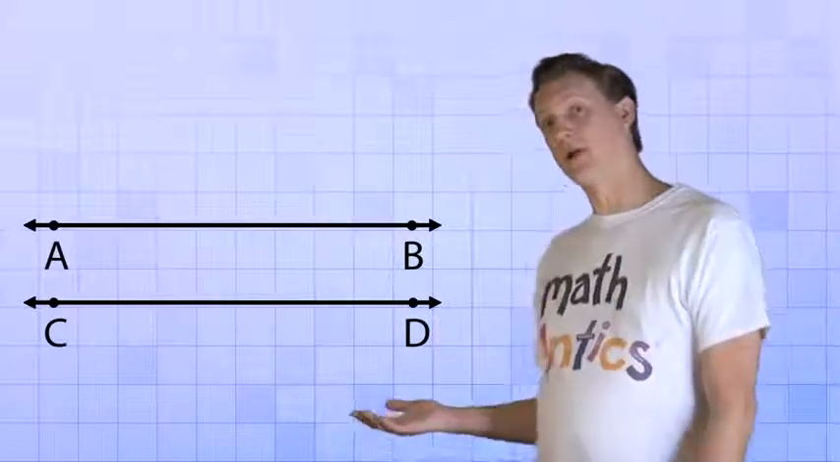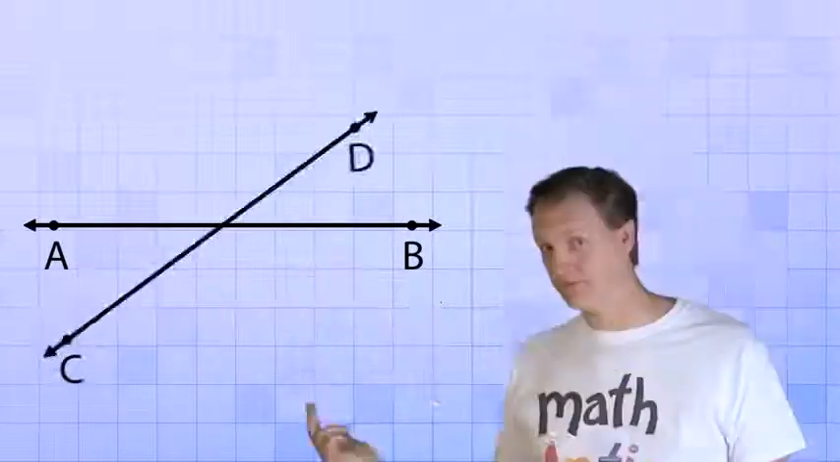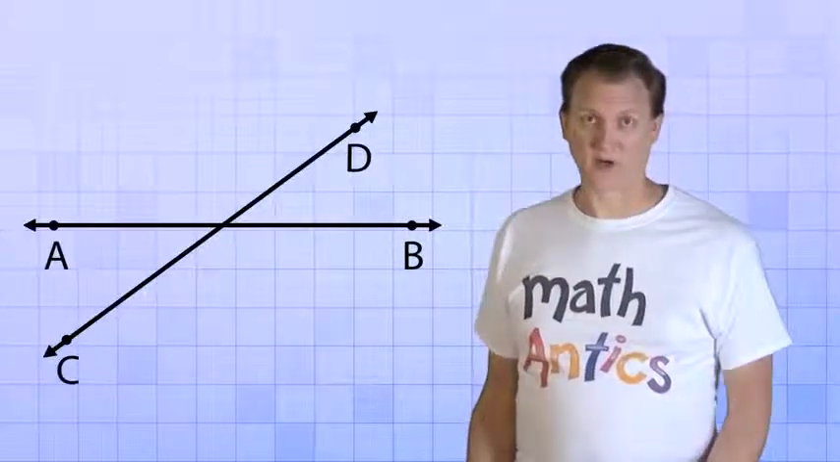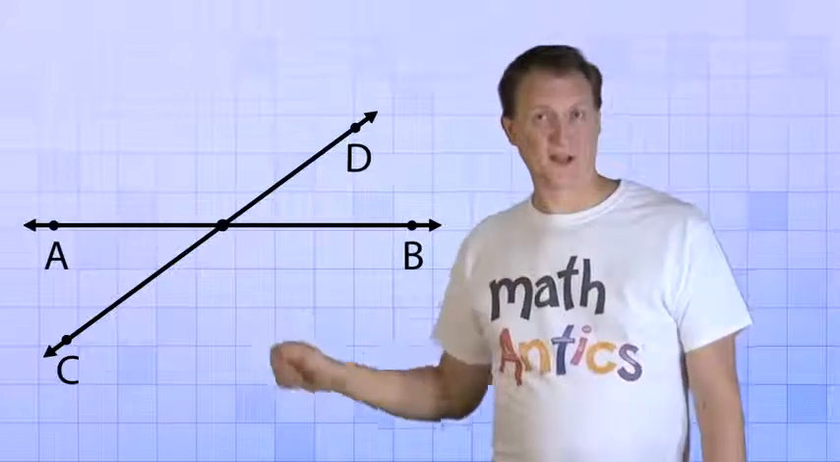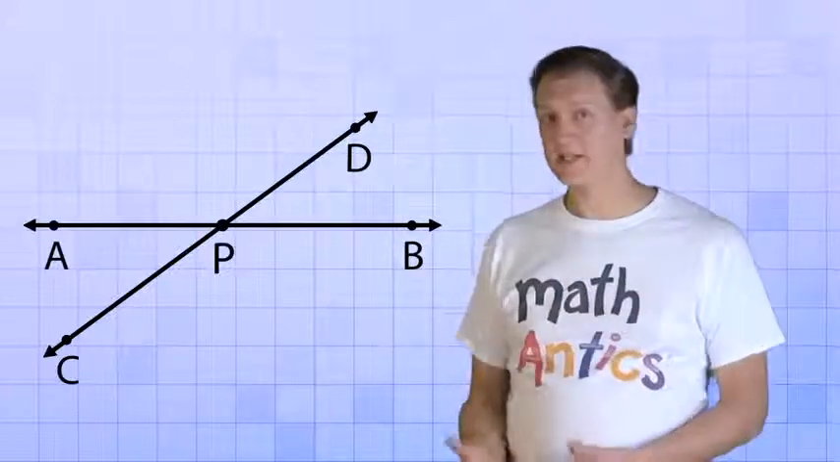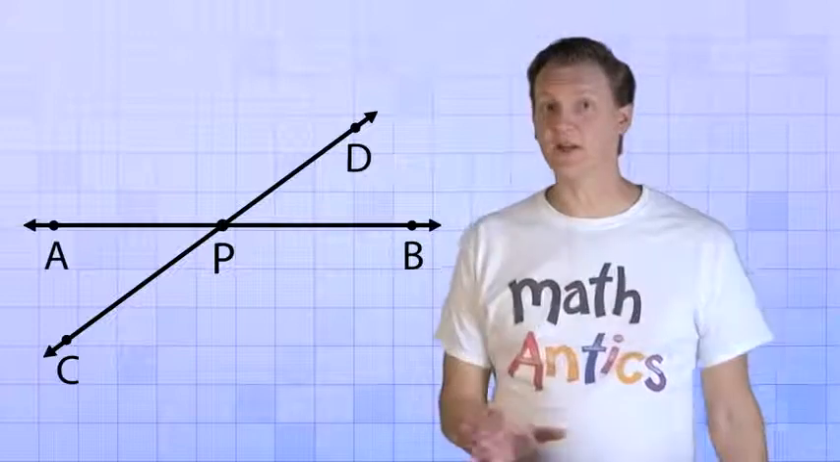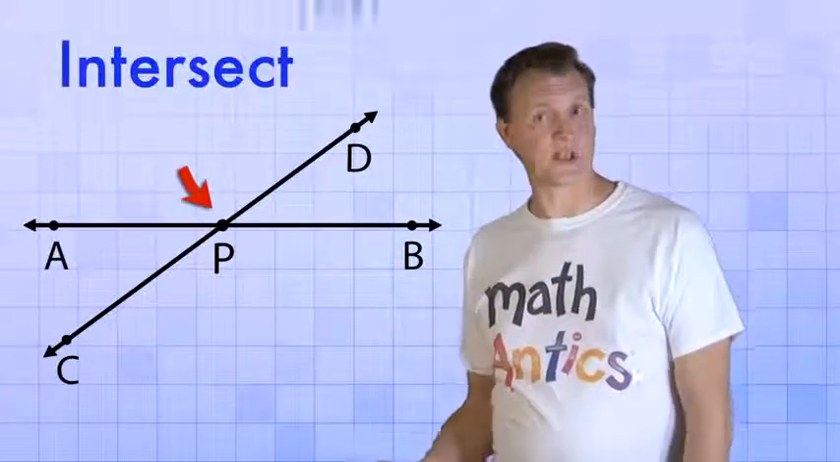But what if I take one of our lines and give it a little nudge? Now the lines aren't parallel anymore. In fact, they cross at this point right here. Let's name it point P. When lines cross at a point like this, we say that they intersect, and we call the point an intersection.